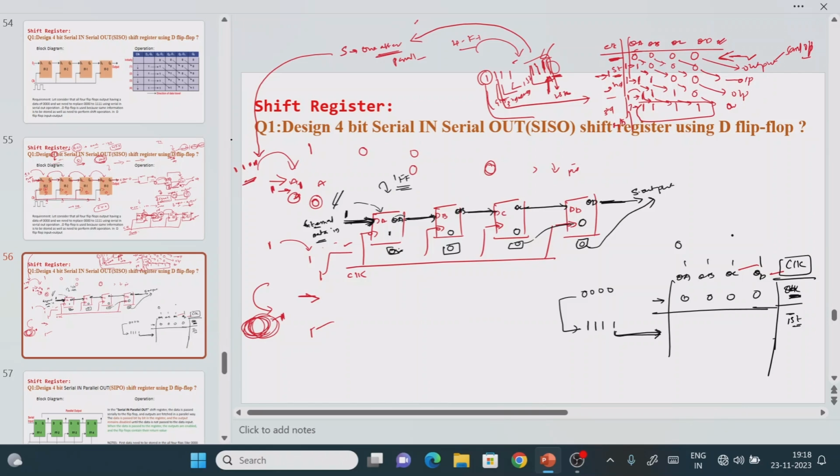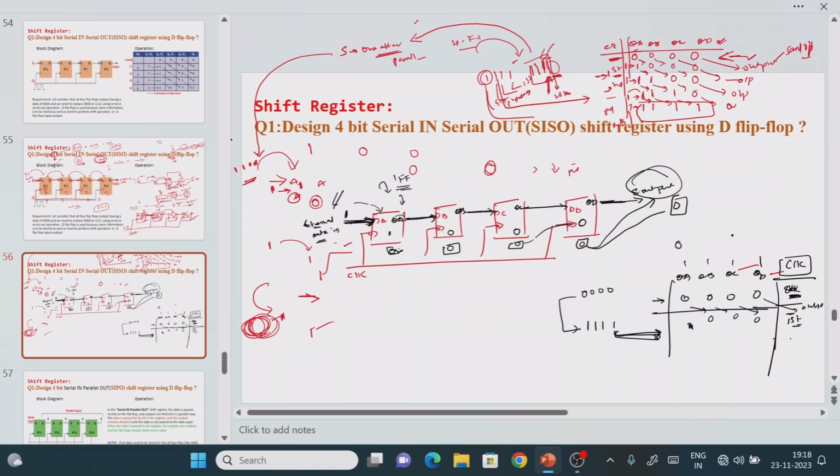See how many outputs you are collecting? Only a single output at a time, right? So this is what we call the serial output. Now after inserting this data, what is happening? 1 will go to the first flip-flop, nothing but this one. Then this 0 will go to here, this 0 will go to here, this 0 will go to here. This is your first output value, right?